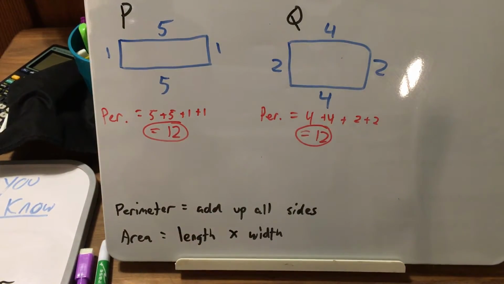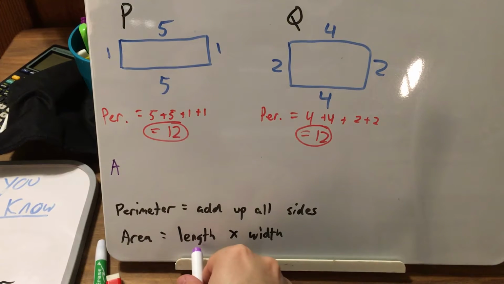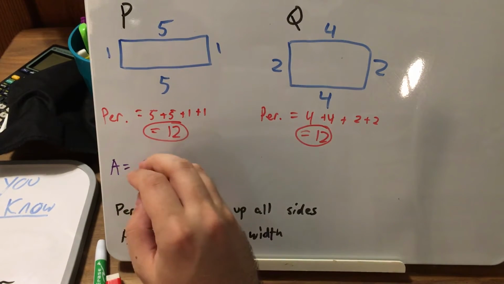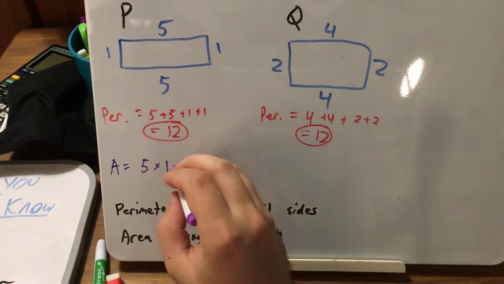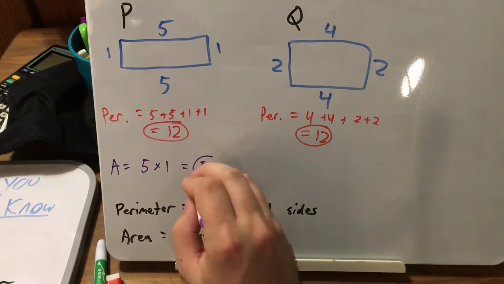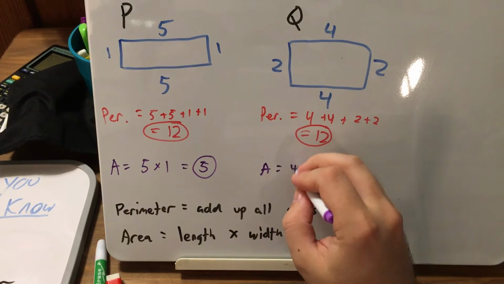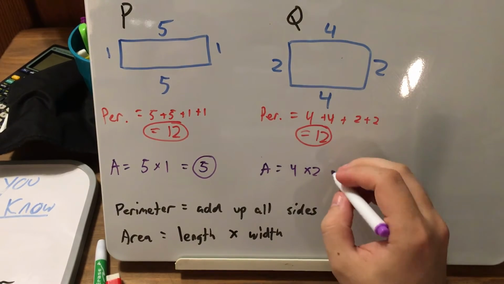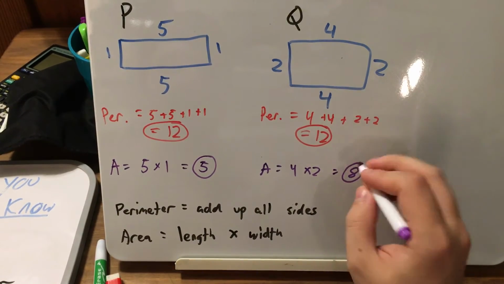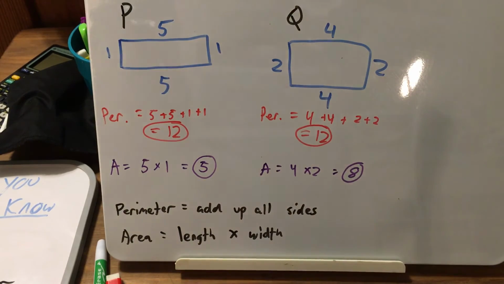Now I'm going to go ahead and find my areas to narrow it down between choice C and choice D. Now for area, we're just going to multiply our length by our width. So that's 5 times 1 for rectangle P. 5 times 1 gives us 5. For rectangle Q, my area is going to be 4 times 2, length times width, which in this case is going to give me 8. So now we have a difference, and rectangle Q is going to have the bigger area.